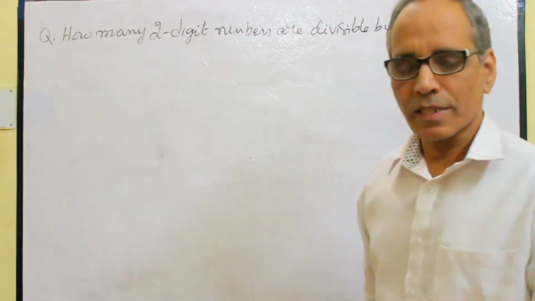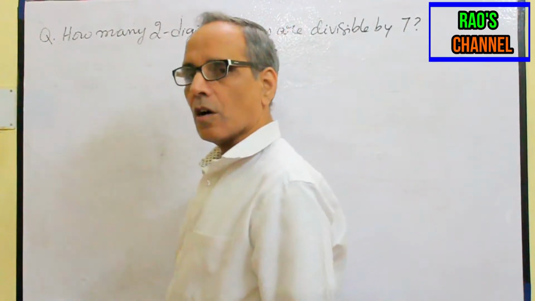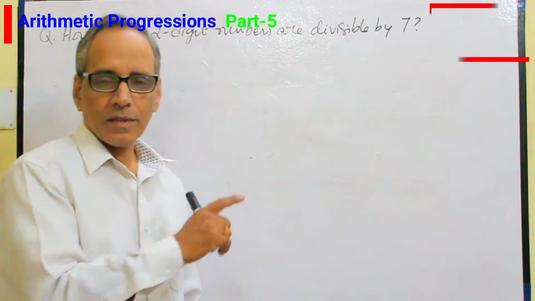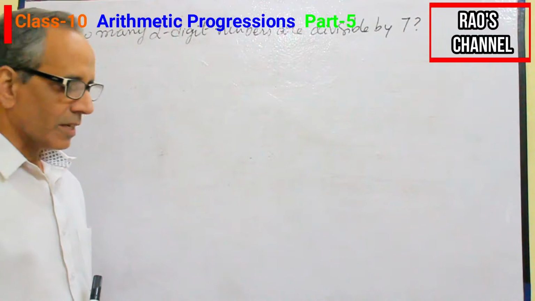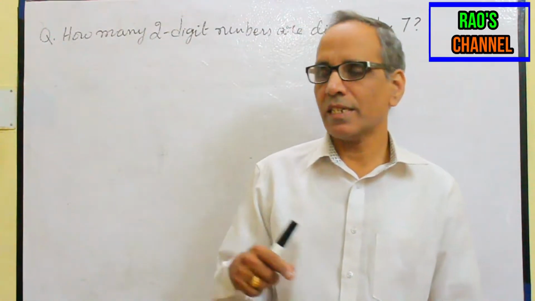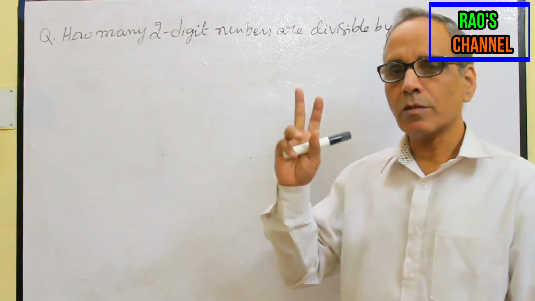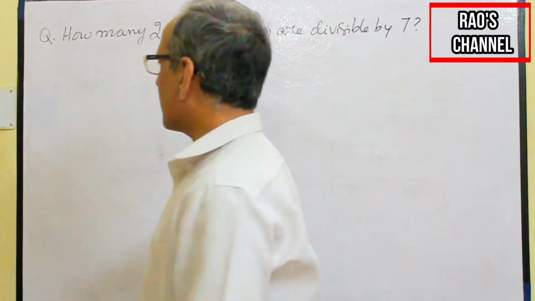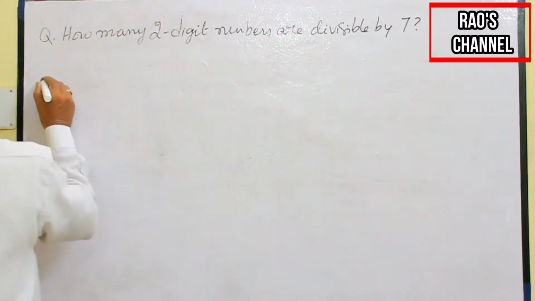Here is the first simple question. The question is, how many 2-digit numbers are divisible by 7? So the numbers divisible by 7 are the multiples of 7. But here the condition is, we want only 2-digit numbers. How many are there? From this we can write the series, that is AP.